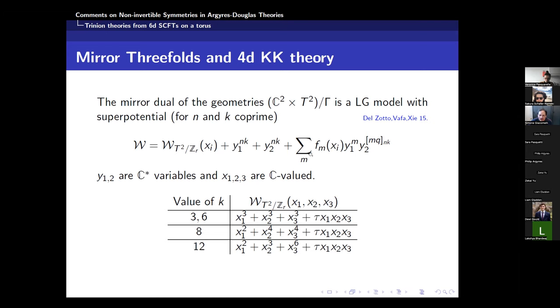Then we have the various deformations describing the moduli of my 4D KK theory. Here, this exponent for Y2 is just MQ mod NK. Okay. So here is where all the parameters of my theory enter, and I'm interested in tuning these in order to make contact with the trinium theories we are interested in.